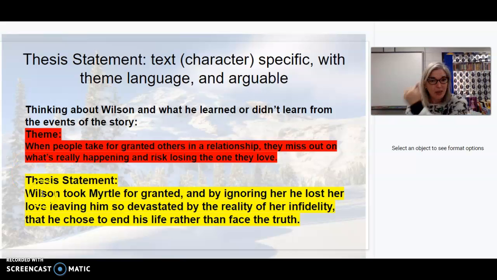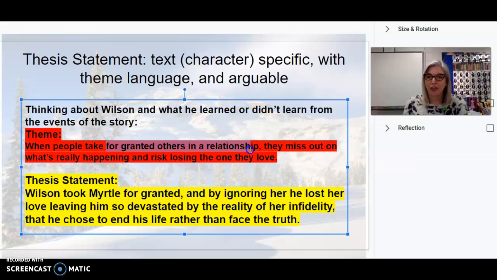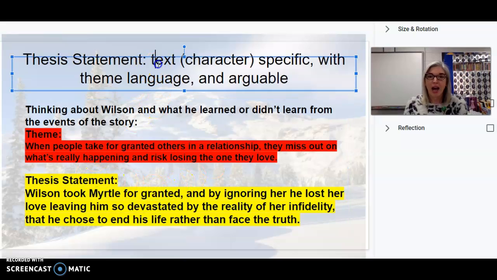So here's my thesis statement. Wilson took Myrtle for granted, and by ignoring her, he lost her love, leaving him so devastated by the reality of her infidelity that he chose to end his life rather than face the truth. Okay, so I have that theme language of taking others for granted in my thesis statement.